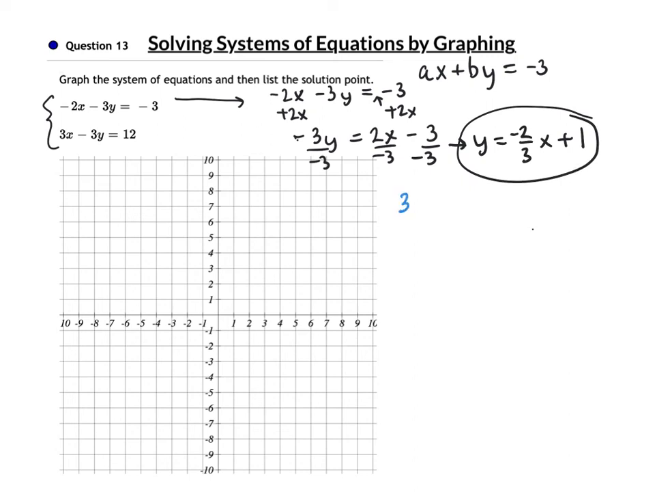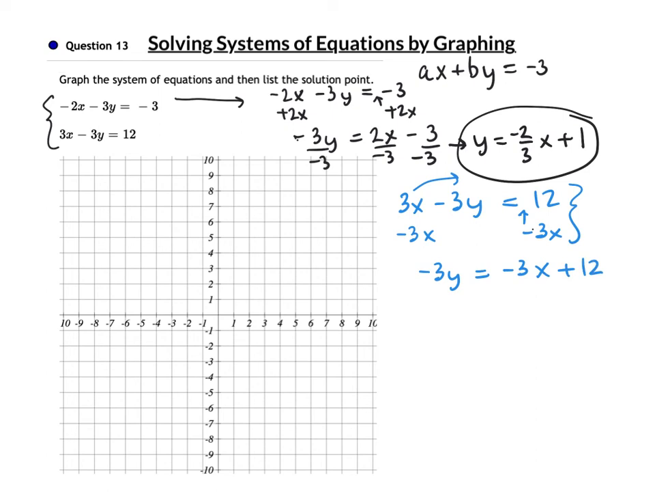The second equation, 3x minus 3y equals 12. Get y by itself, move the 3x to the other side, -3x minus 3x. Remember, you cannot combine those. They're not like terms. We're going to put that in front. This is -3y equals -3x plus 12.